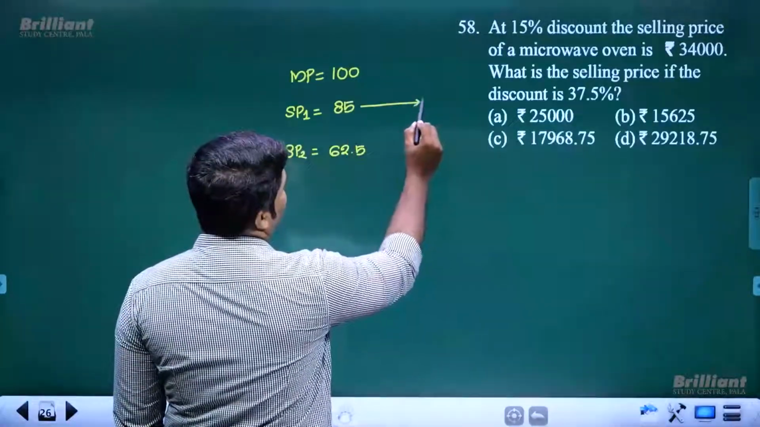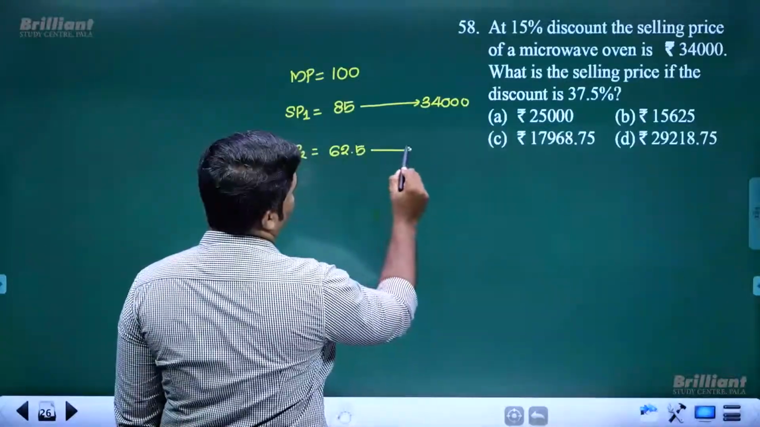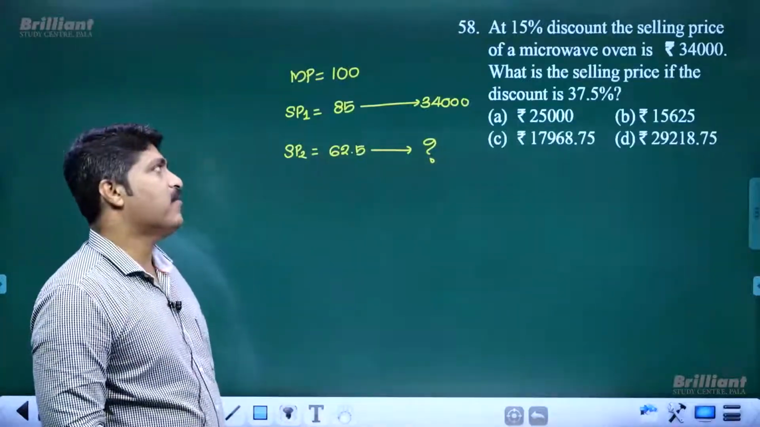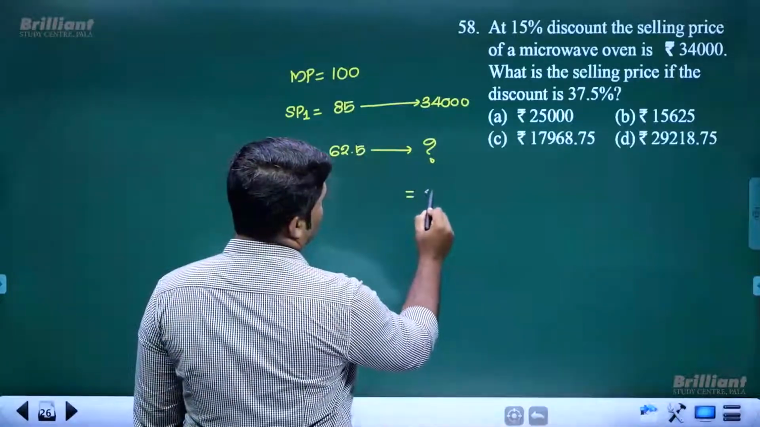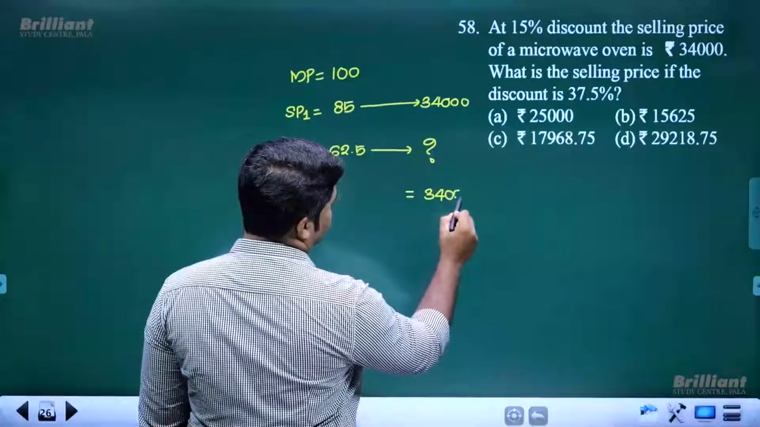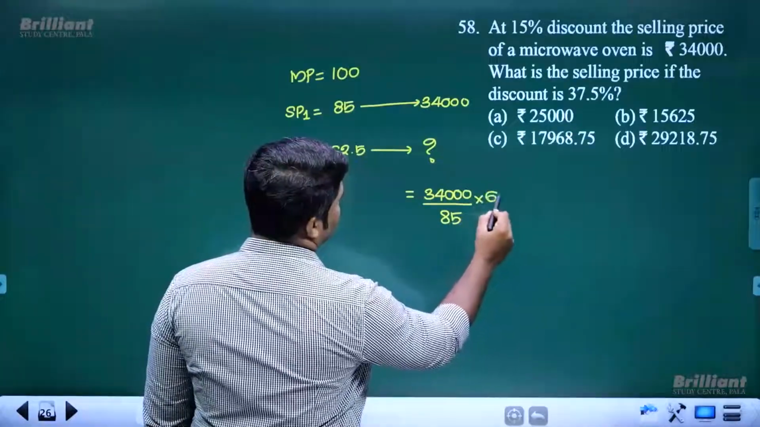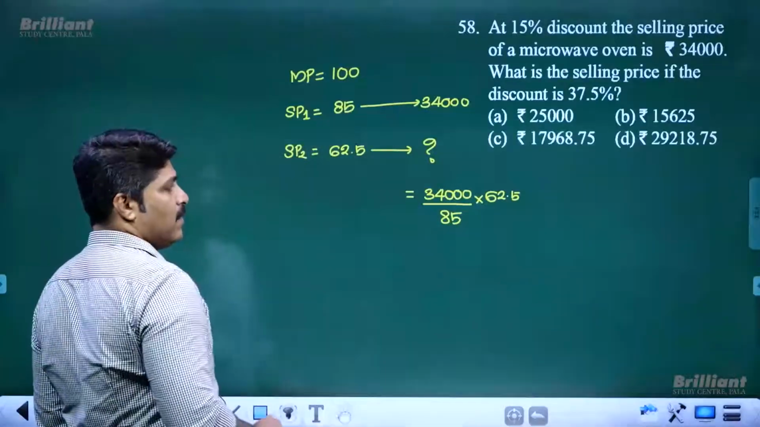This 85 is representing 34,000. Then what does this 62.5 represent? This is the way of approach here. Then how to find this? This is nothing but 34,000 divided by 85 into 62.5. This way we can simplify it.